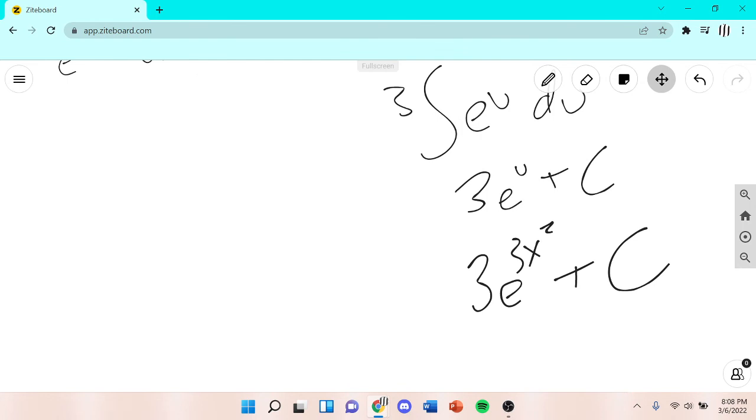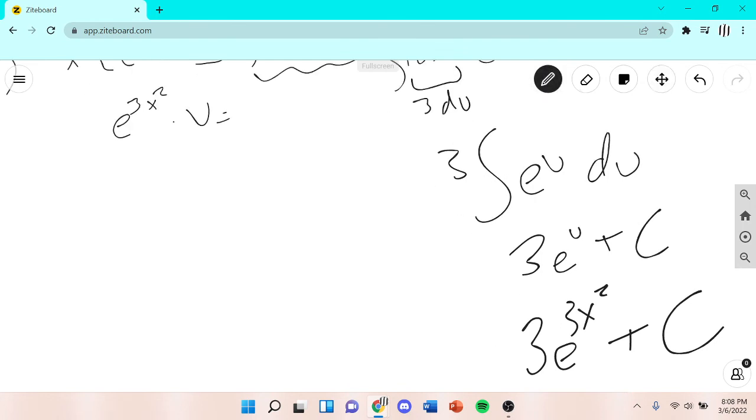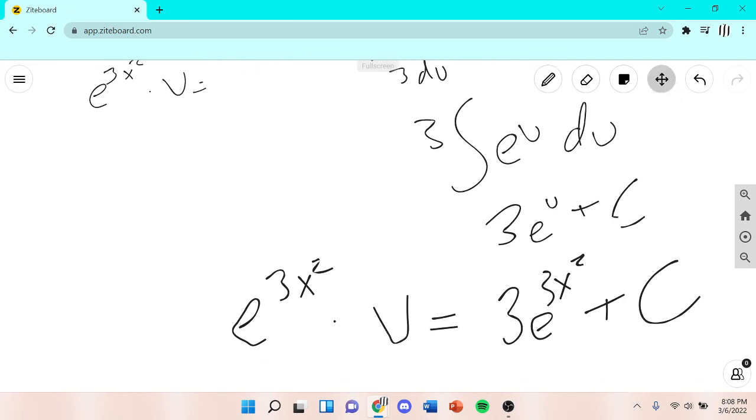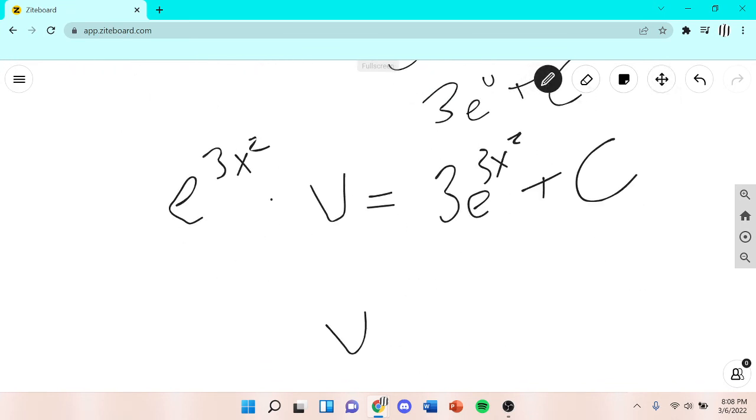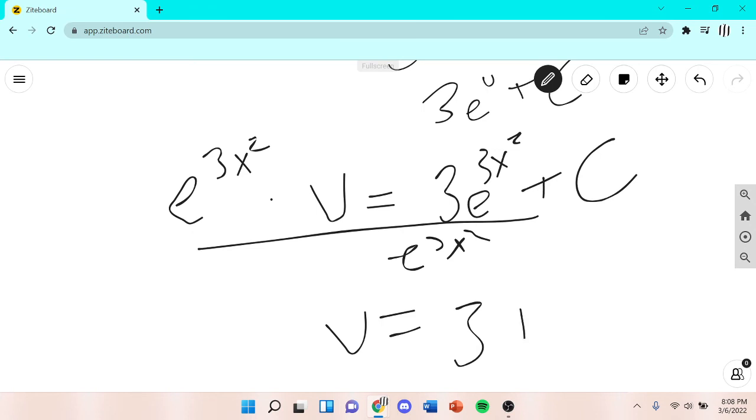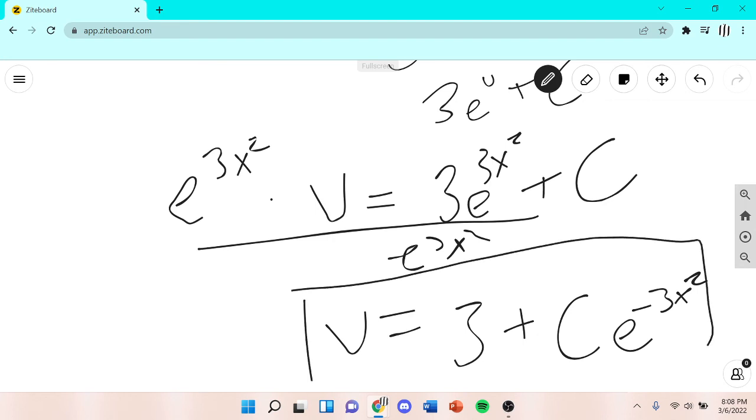We set that equal to e to the 3x squared times v. So we get v is equal to, dividing e to the 3x squared on both sides, 3 plus c times e to the negative 3x squared. Alright, so that is our v.